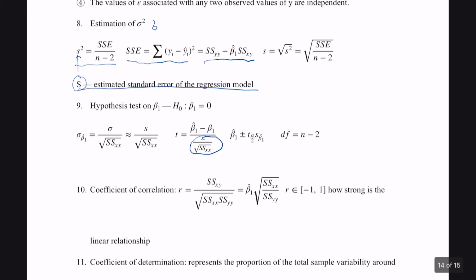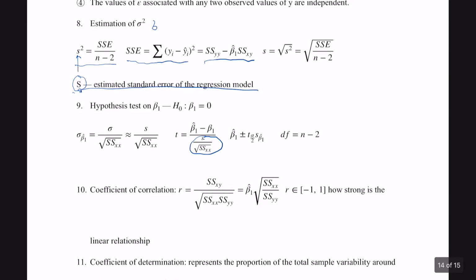What I want you to remember from all this, I said, is to treat this as the only standard deviation we have, the biggest standard deviation we have. And then let's move on to hypothesis test on beta 1.